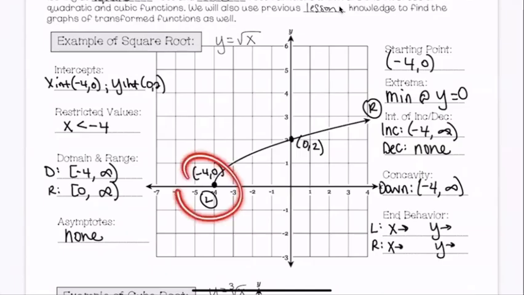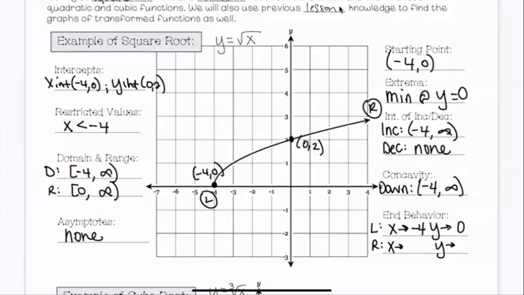So if I look at the left, it's right here. Along the x-axis, the graph is approaching this point here, which is at -4. Along the y-axis, so looking up and down here, our graph is approaching this point here, which is at 0.